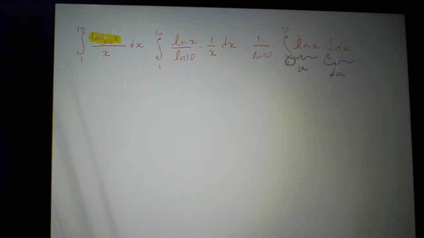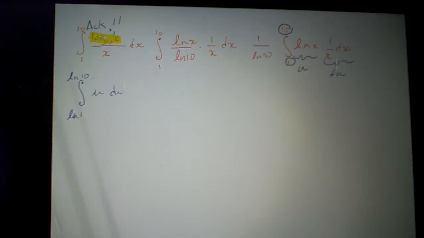Right now this 1 and this 10 are still x values, but since u is ln of x, well then these limits then as u values are ln 1 and ln 10. And I'm just integrating u du. So look back at this original, right? Look at this original problem. Logs, base 10, dividing by x.